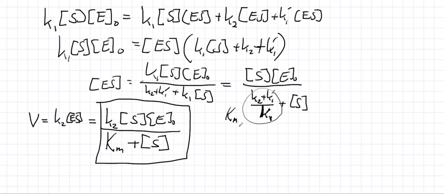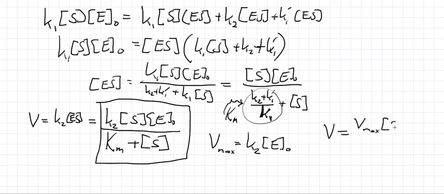And we can abbreviate even more if we define Vmax is equal to K2 times the total concentration of enzyme. If we make that definition, then we can write V is equal to Vmax times substrate all over Km plus substrate. Okay, so let's unpack what this means.